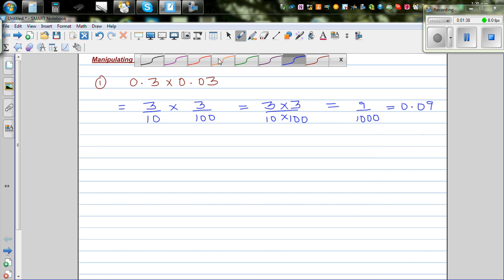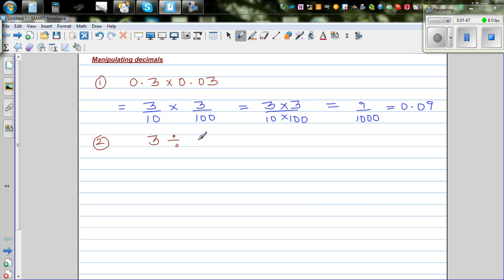Okay, so let me do one example of division now. Say question 2 is 3 divided by 0.3. So here, when you're dividing, before I show you the next step, I want to show you a skill that you need to understand in division. Let me give an example. Say 24 divided by 2 is 12. Okay, so we know the answer is 12.